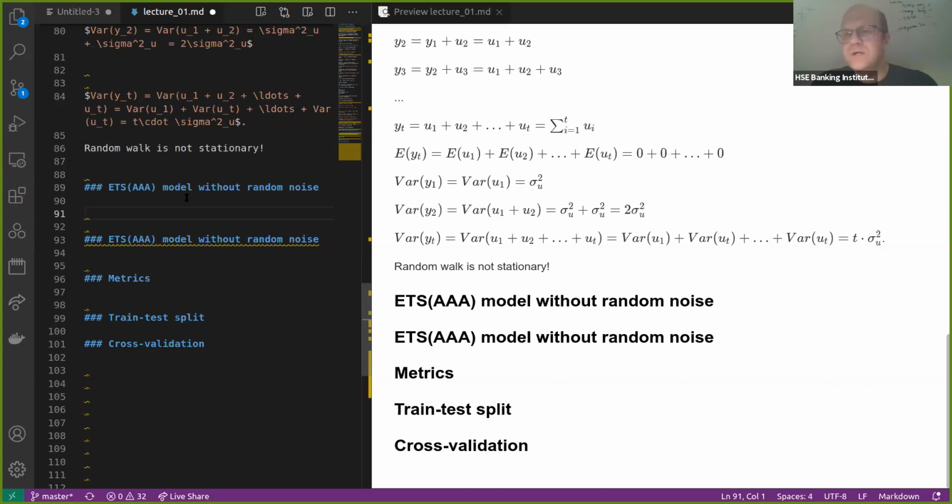If you have no questions about general terms like random walk, white noise, weakly stationary process, then let's move on to the ETS model. And if you have questions, just don't be shy and ask them.